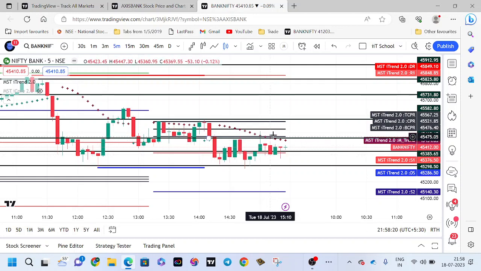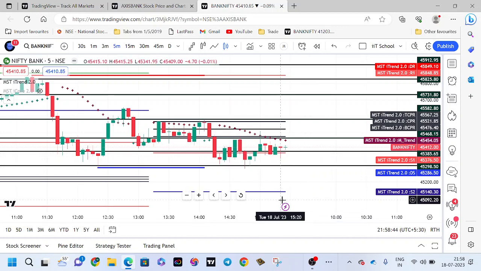So we have already hit the 1:1 target at this candle. At 3 o'clock we got the target hit. If tomorrow the market opens above this CPR, this CPR is different from what you are used to seeing, because in normal CPR the calculation is entirely different. So if it opens above 45,567 tomorrow, we will have a buy trend.